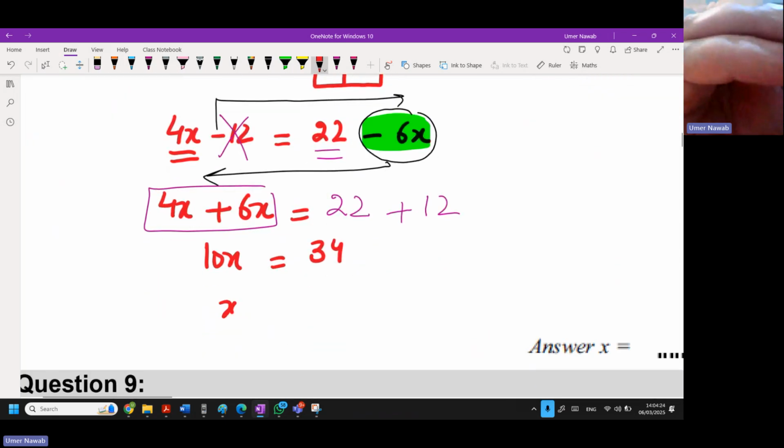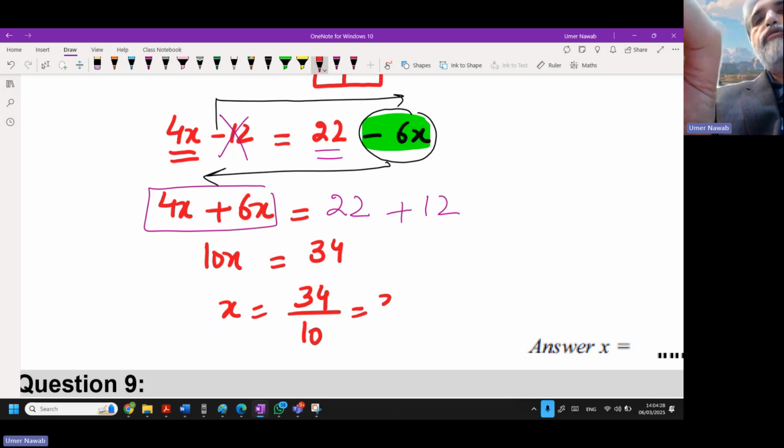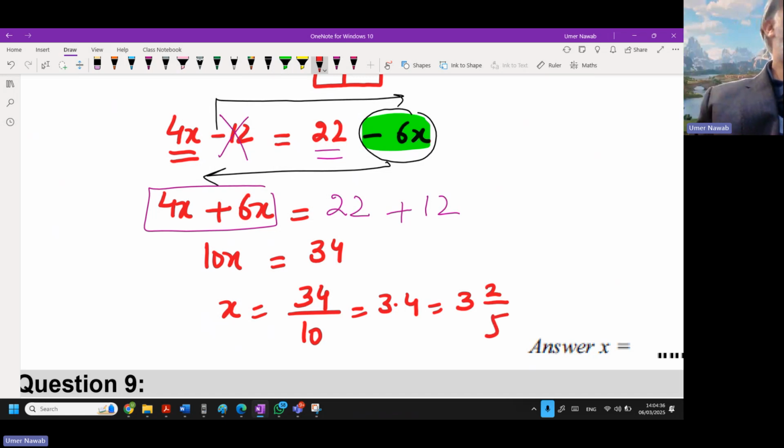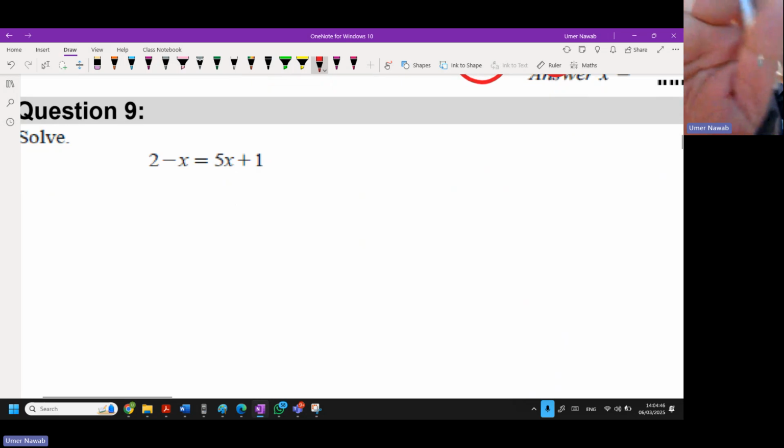Now 34 over 10 is my answer, or 3.4 is my answer, or you can convert it into mixed form, which is 3 whole 2 over 5. Or you can also write it as 17 over 5, because you remember divided by 2, divided by 2. So any of these three answers can be used in the answering space.